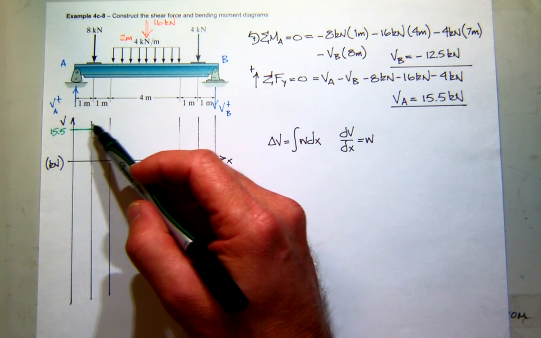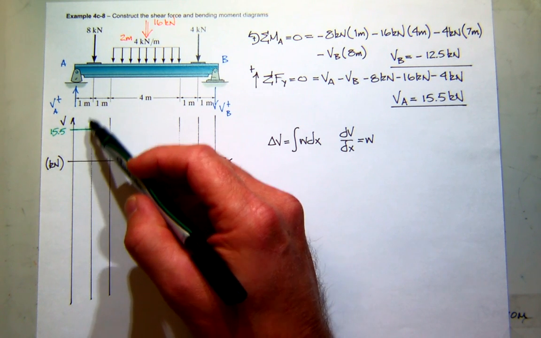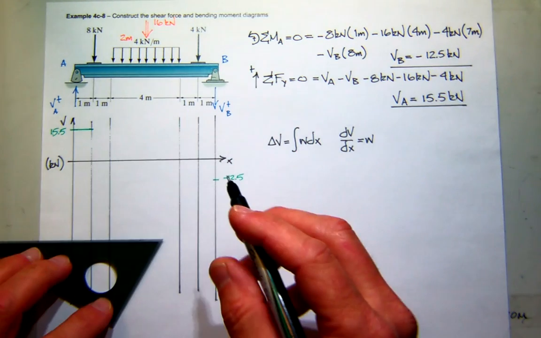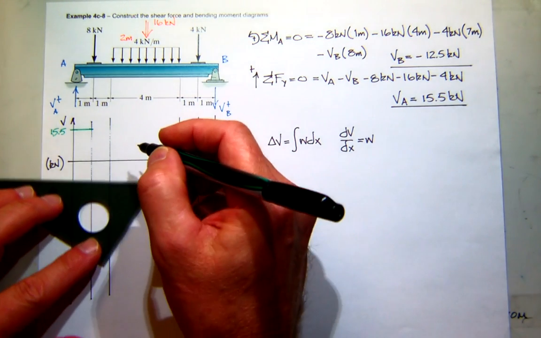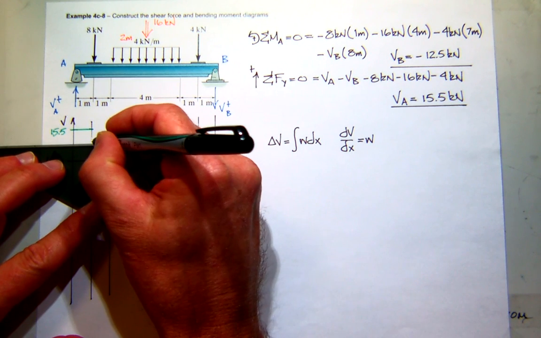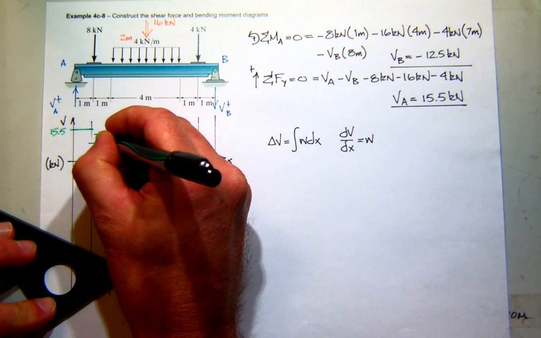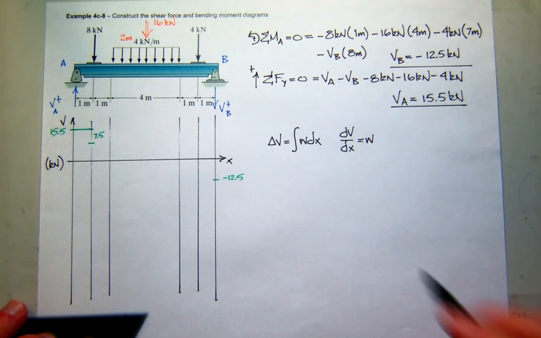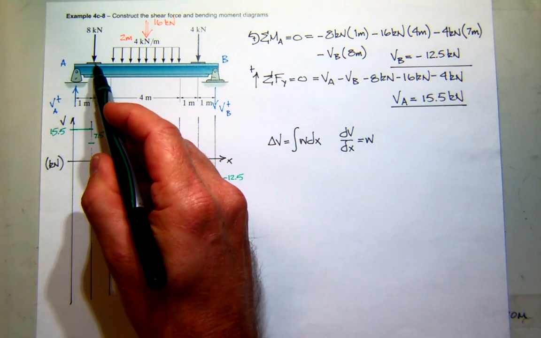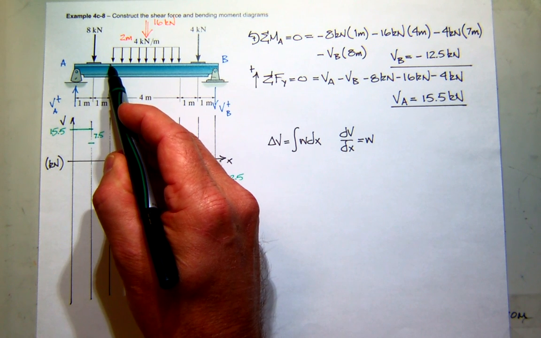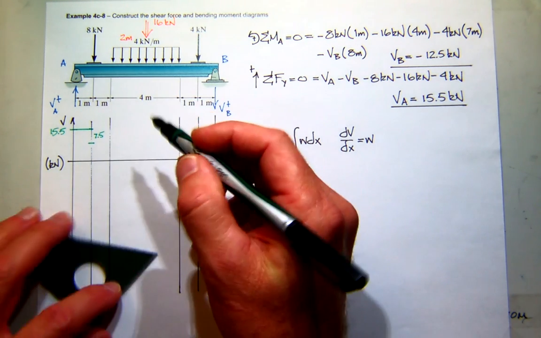So as we go from the left side to the right side, what happens? I have a change in shear of negative 8. So what's 15.5 minus 8? 7.5. What's the change in shear from here to here? What's the area of the curve? Which is 0. So there's no change.